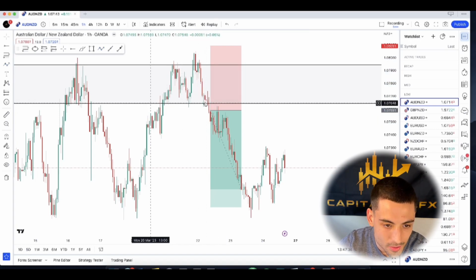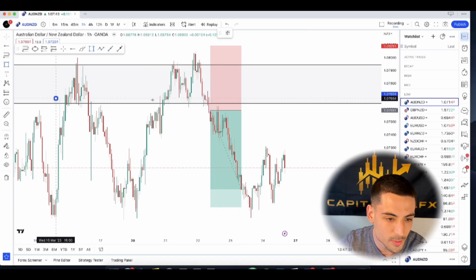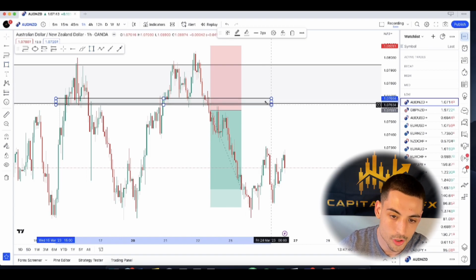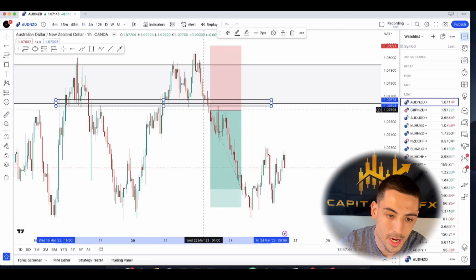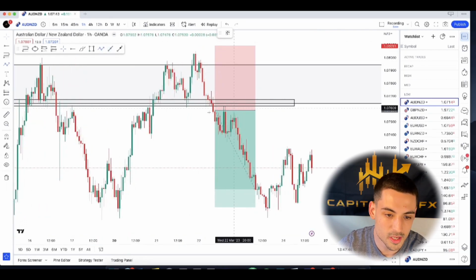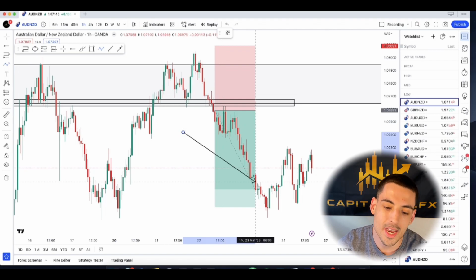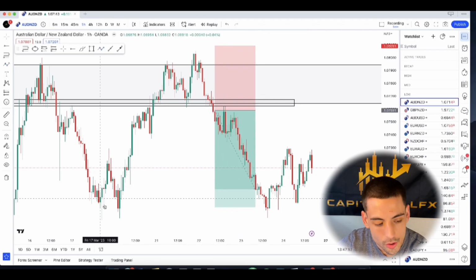Once we wiped out this little minor structure right here, we can see we sort of have an hourly support resistance structure here. Once we closed past the zone and showed a very nice bearish impulsive candle with the position of the real body near the bottom of the candle, that's when I placed the entry. And then I ended up taking profits near the previous lows, right?